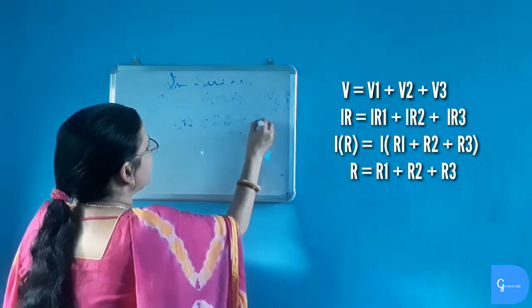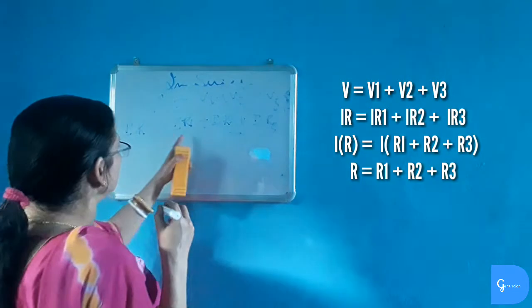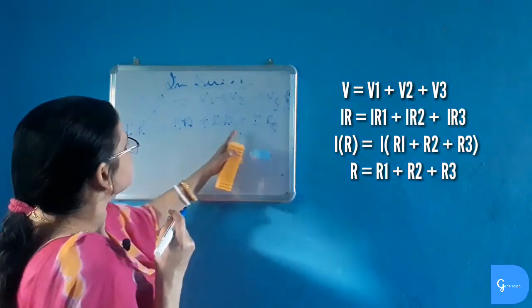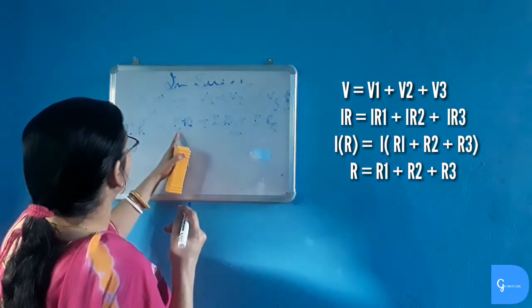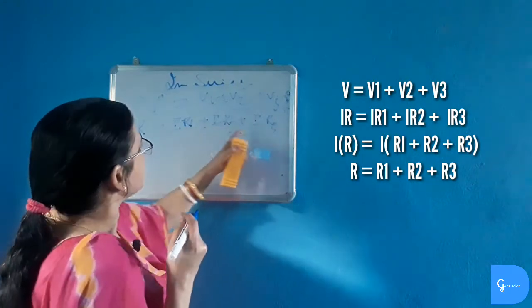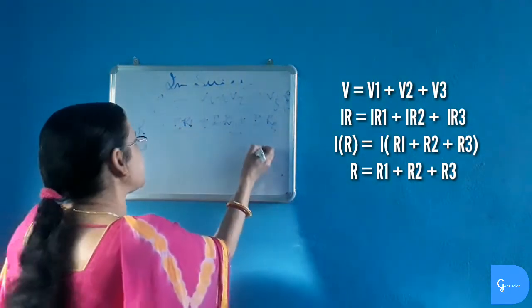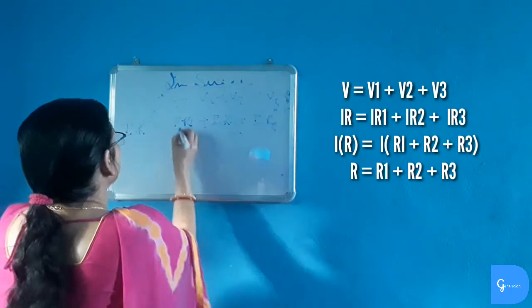V3 is equal to I into R3. Note here that the current flowing in the circuit is the same, so we have put I, that is current, in all cases, because current remains the same and the resistances are different.